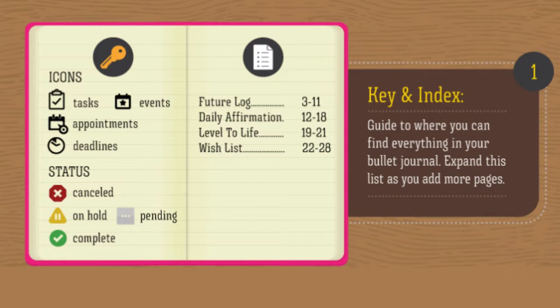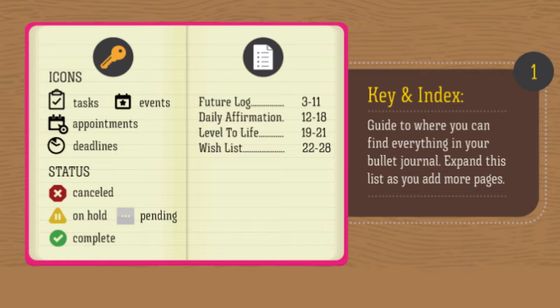You must always remember that you can always make your own design and your own notebook of bullet journal, but here we'll show the backbone of each bullet journal. First, you should write the key and index page, which will be a guide to where you can find everything in your bullet journal. Here you can make an icon for each item, like an item for tasks, events, appointments, and deadlines, and the status of each one of them as cancelled, on hold, pending, or completed.